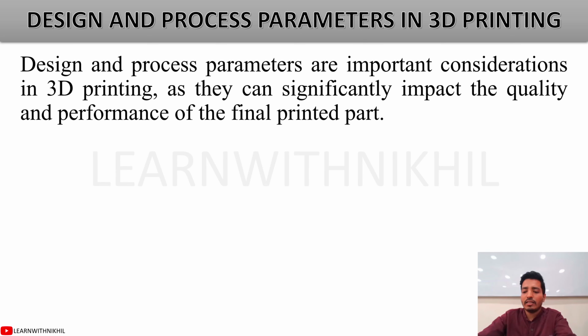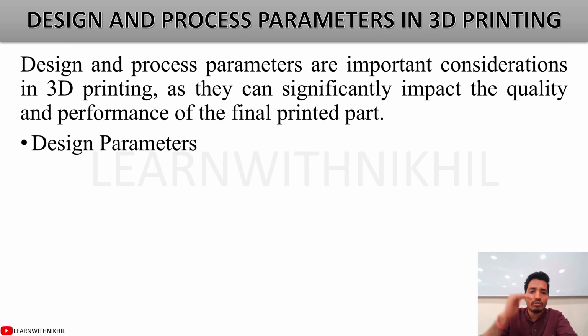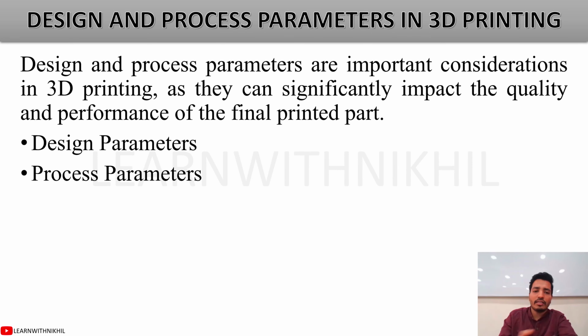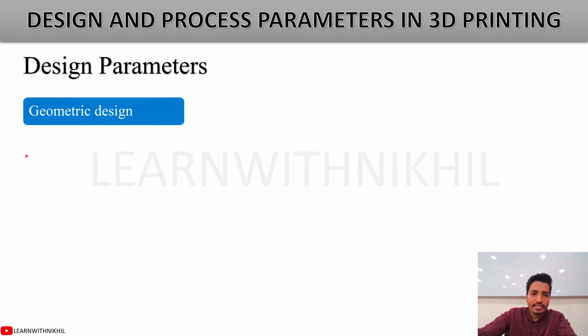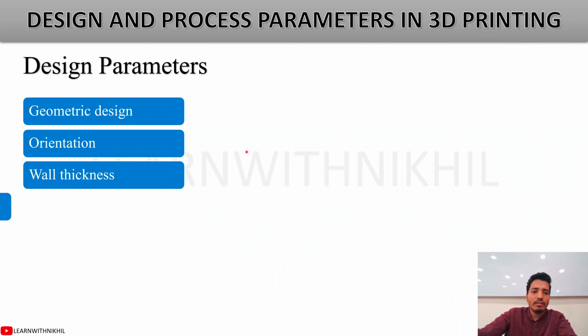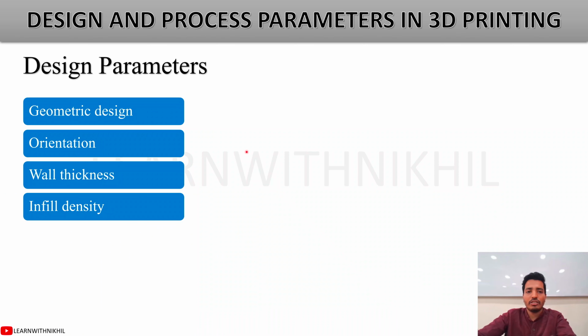So these are the design and the process parameters. In total it is divided into design parameters and process parameters, and everything is included: the 3D printing settings, the CAD settings, the slicer settings. We'll see step by step. First we'll go to the design parameters. Design parameters include geometric design, orientation, wall thickness, and infill density. So the design parameters are divided into these four parameters.